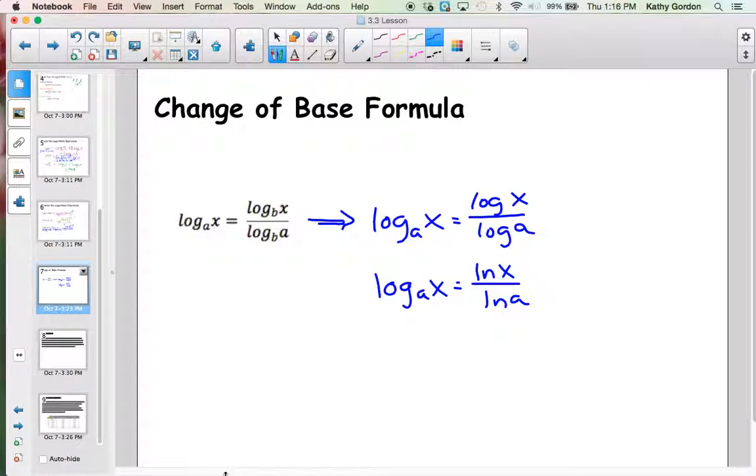Right? So, if you're using something other than the Inspire, this is your formula to evaluate something. But if you're using your Inspire, you don't need this. Okay? All right, last but not least.